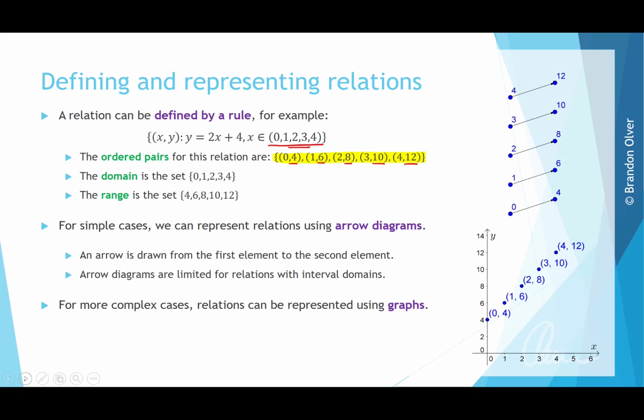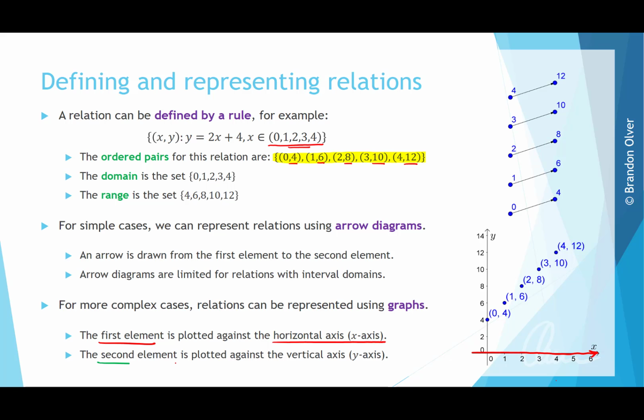So here's an example where we've plotted each of the ordered pairs on our graph, and we can see that the first element is plotted on the horizontal x-axis, which is this axis here in red, and the second element is plotted against the vertical axis, often known as the y-axis, which is this axis up here.